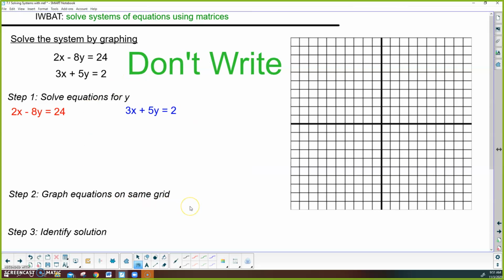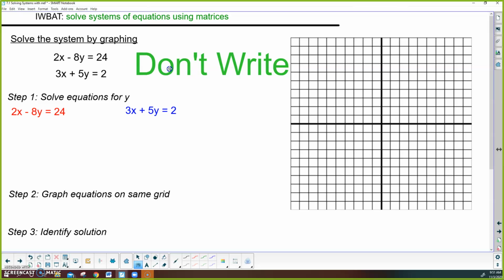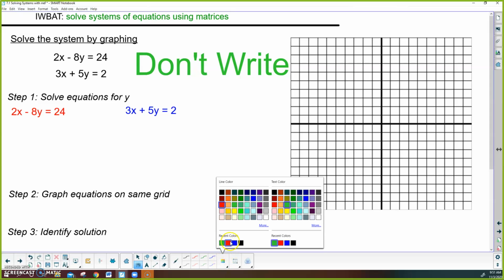Now, I want you to look at this. Don't write this. The reason why is it's a review. But these skills that we're practicing and reviewing are skills that you will need to have mastered when you get to calculus. So those of you that are thinking about a career in math or an education in math and science, you really need to buckle down and make sure you're comfortable with these. So here's what we got.